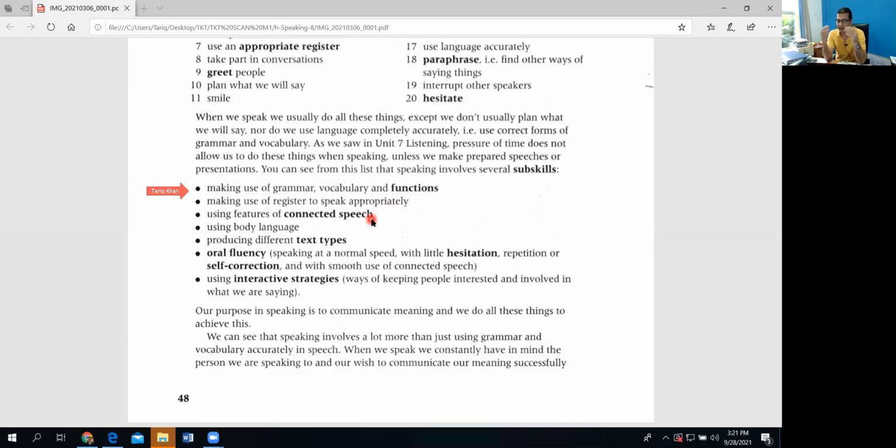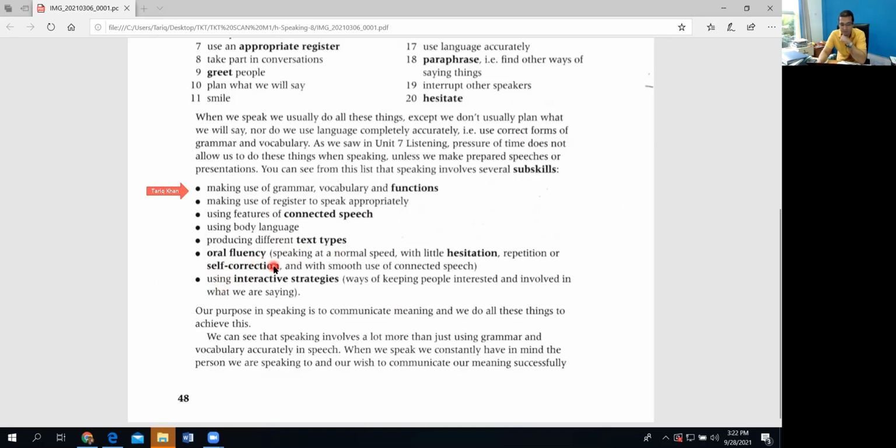Right? Using features of connected speech, which we discussed in the listening, and it will come here also on the next page. Connected speech, when we say something, there are different things involved in it, which I told you, I hope you have noted down the connected speech features. Pace is there, pronunciation, punctuation is there, where we stress the sentence, the words, all these things are included in that, okay? Using body language, that is also part of speaking. Producing different text types, what we are saying, is it a greeting or is it inviting somebody? Okay, different text types we are using.